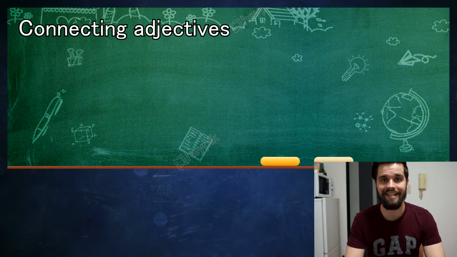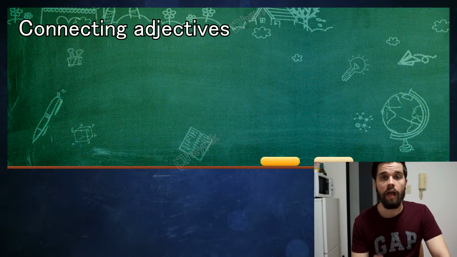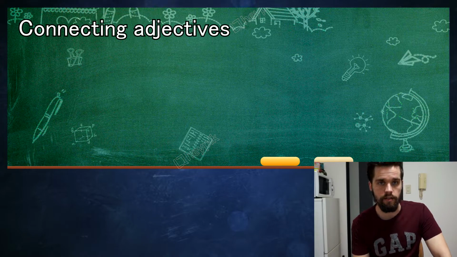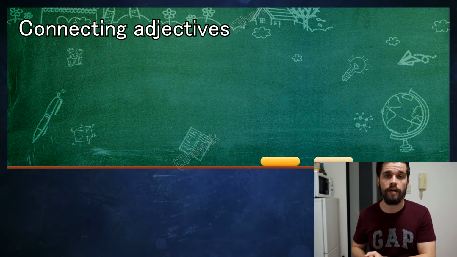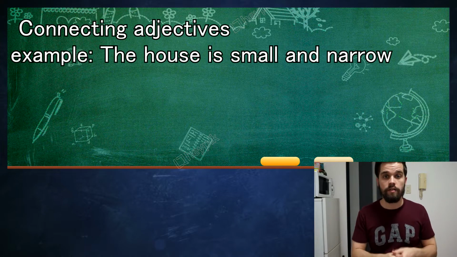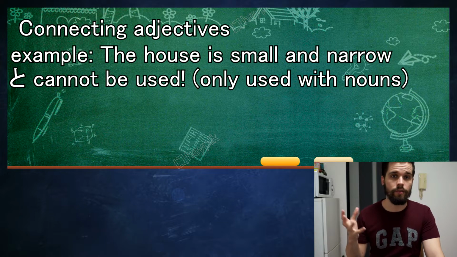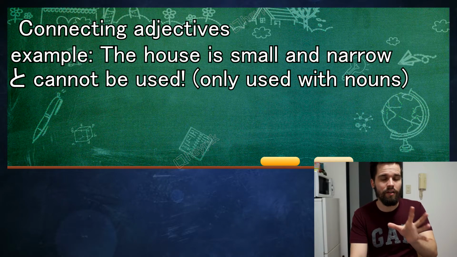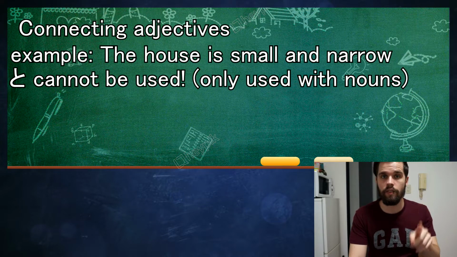The next topic is connecting adjectives. What does connecting adjectives actually mean? I want to start by looking at an English sentence. In the little homework sentence I had for you last time, we had to connect the two words small and narrow. So the house is small and narrow. Now you cannot use to because this is only used with nouns. So in this case, you kind of have to make the te form of the adjectives. This only applies to I adjectives though.